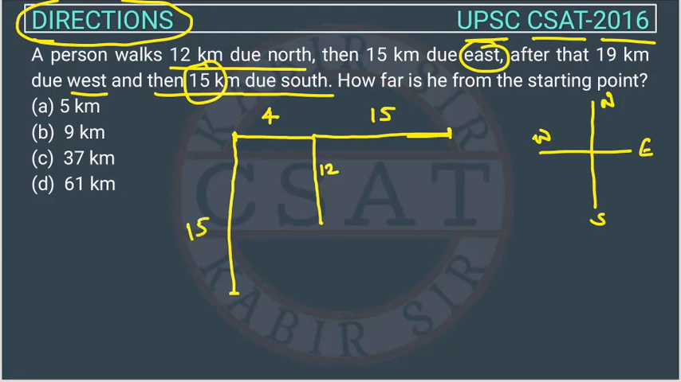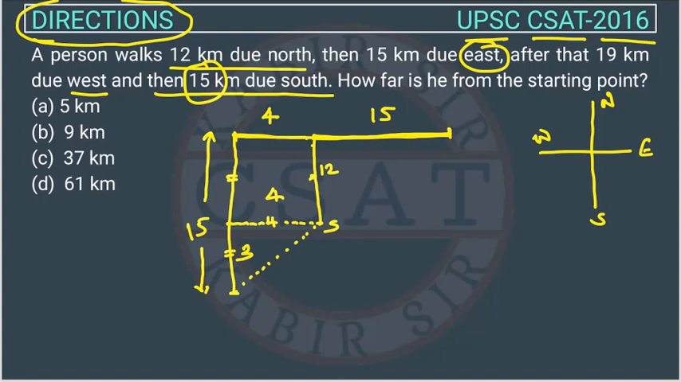How far is he from the starting point? So now he's asking, the starting point was here, so this dotted distance we have to find out, right? So this distance will be 4, right? Because 15 is this much, 4 is this much, total was 19. So this is 4, and this is how much? This was 12, so this remaining is 3, right?